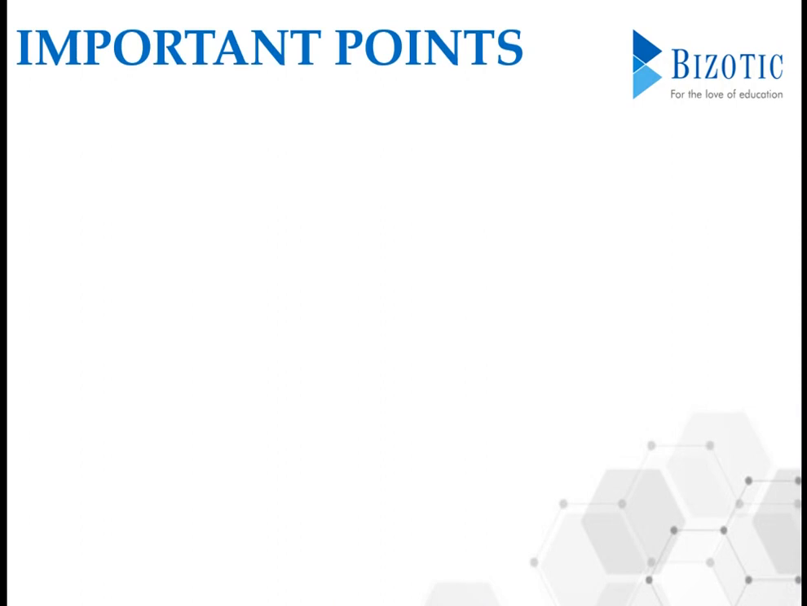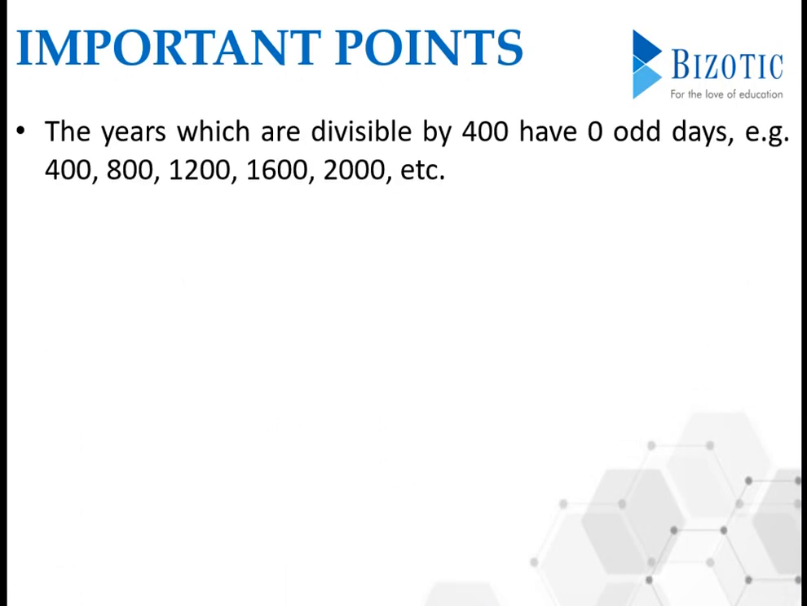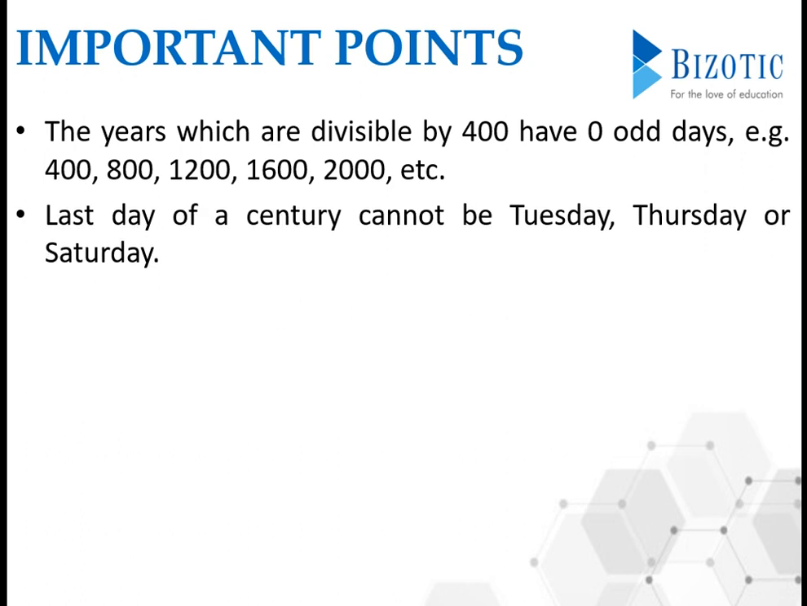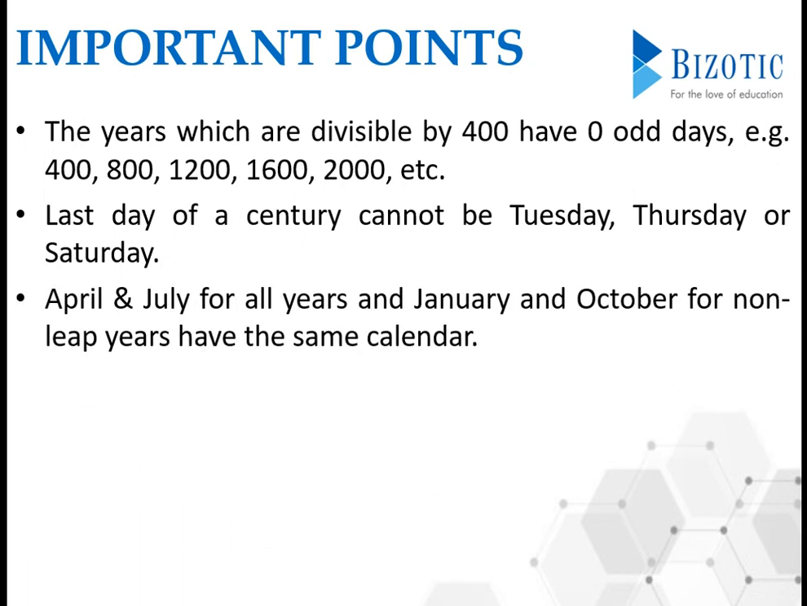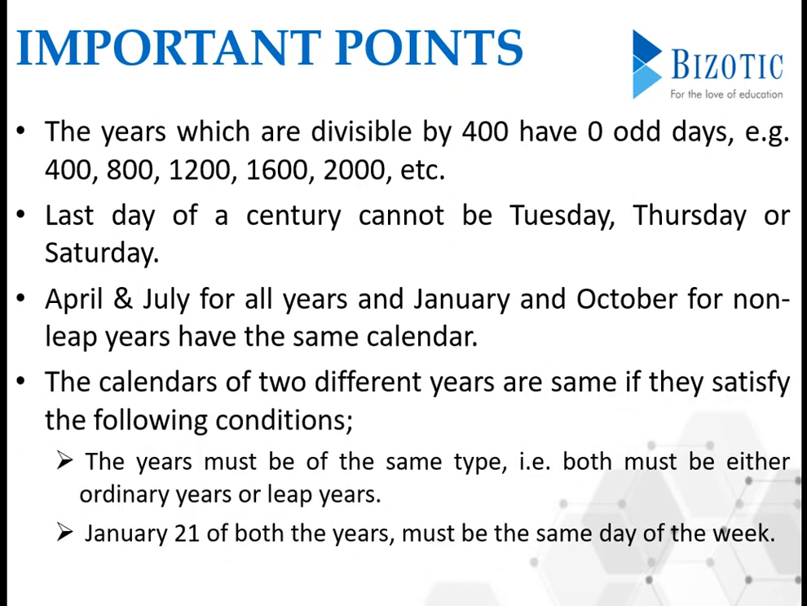Now let's see the next set of concepts, which are very important points about calendars. The years which are divisible by 400 have 0 odd days, as explained in the last slide. So 400, 800, 1200, all of them will have 0 odd days. The last day of a century cannot be Tuesday, Thursday or Saturday because it will have 0 odd days. April and July for all years, and January and October for non-leap years, have the same calendar. There is nothing much to worry about it, but still it's better you know.